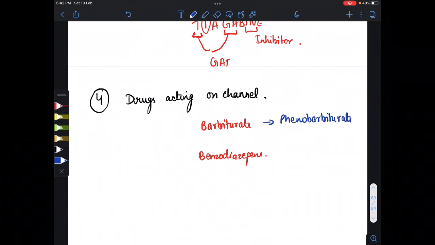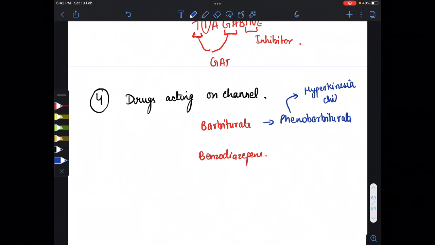So this phenobarbital causes hyperkinesia in children. Please remember that it causes hyperkinesia, meaning overactivity, in children. In those children who have hyperactivity, we can give phenobarbital.